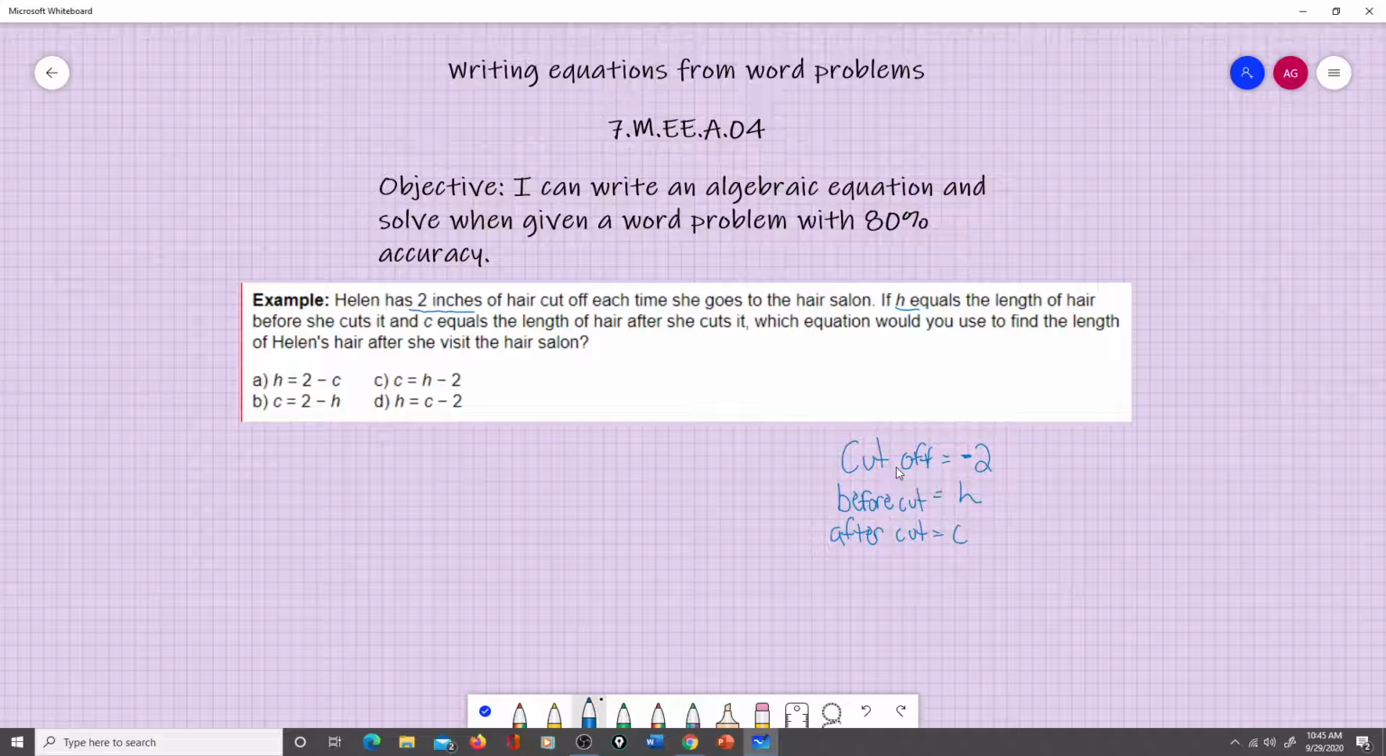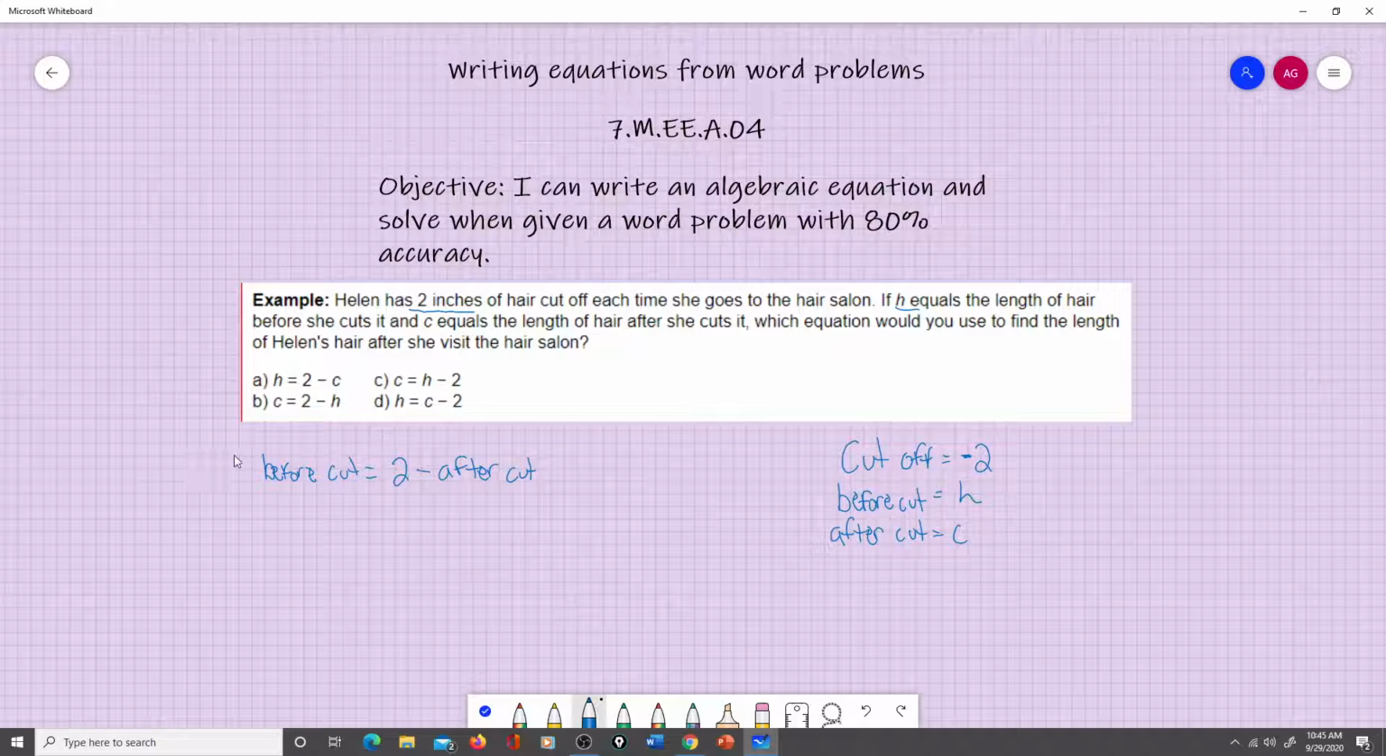So when we're looking at these problems, we can make sense of them from here. Let's try to make sense of the problem. The first one, A, would tell us that before the cut is equal to 2 inches of hair minus after cut. Now we can see if we do it this way, this doesn't make sense. Our hair before we cut it is 2 inches minus the length of our hair after we cut it? How is our hair before we cut it 2 inches long minus the hair we have left after we cut it? That doesn't make any sense at all.